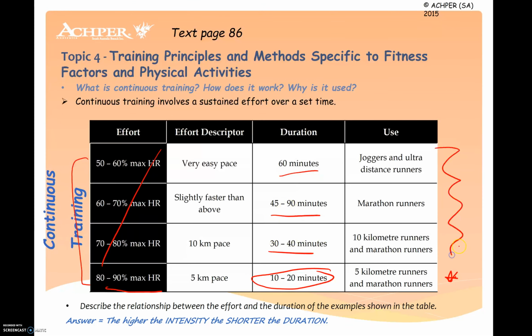We can look at how we would use it, whether we want to really push into that ultra distance, or work on cardiovascular endurance for shorter long distance running. So the question here is: describe the relationship between effort and duration in the examples on the table. The higher the intensity, the shorter the duration. We know that because of fatigue.